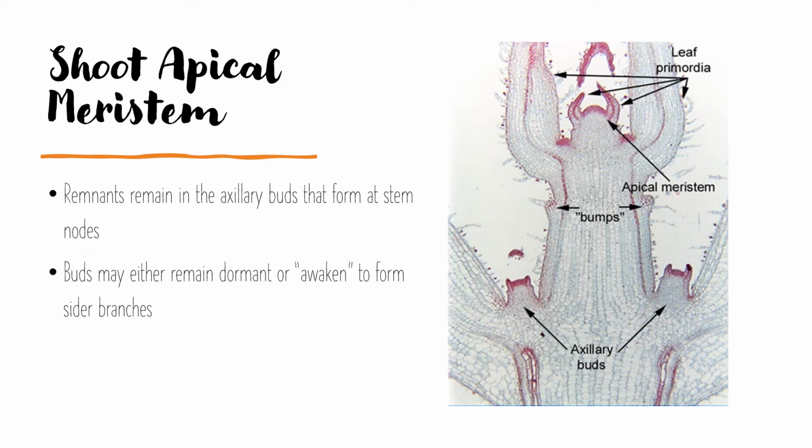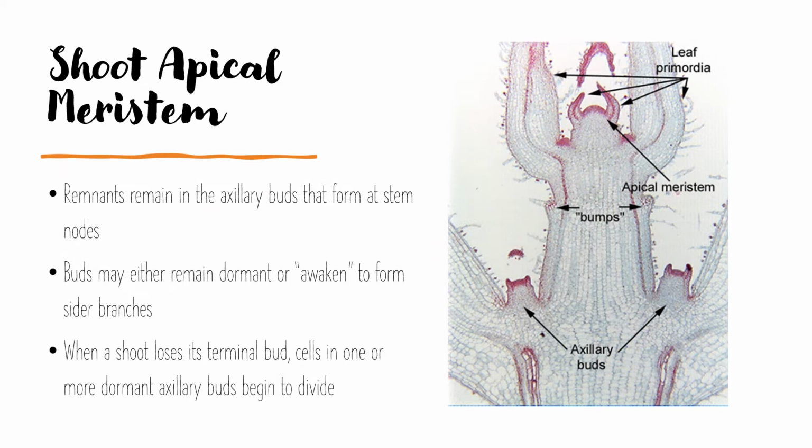When a shoot loses its terminal bud, cells in one or more dormant axillary buds begin to divide. The result is a bushy growth form. Gardeners exploit this phenomenon by pinching off the tips of young tomato or basil stems, a practice that promotes the growth of side branches and therefore greatly increases the yield. The picture that you see here shows the axillary buds that I am referring to.